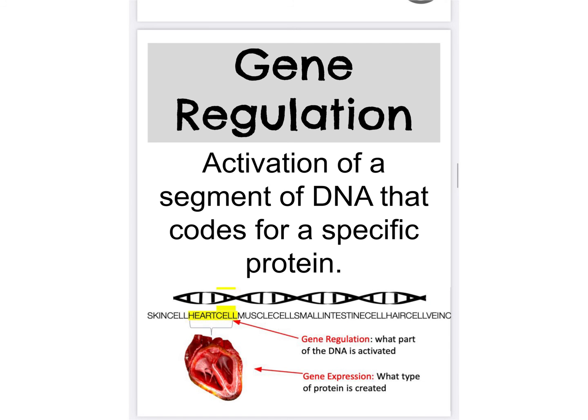Gene regulation is the activation of a segment of DNA that codes for a specific protein. So for the heart cell here, that part of the DNA is activated, and then it's creating and expressing that gene and creating proteins for that structure. So if you had a segment of DNA focused in on, that is how certain proteins are made, because they are activated.